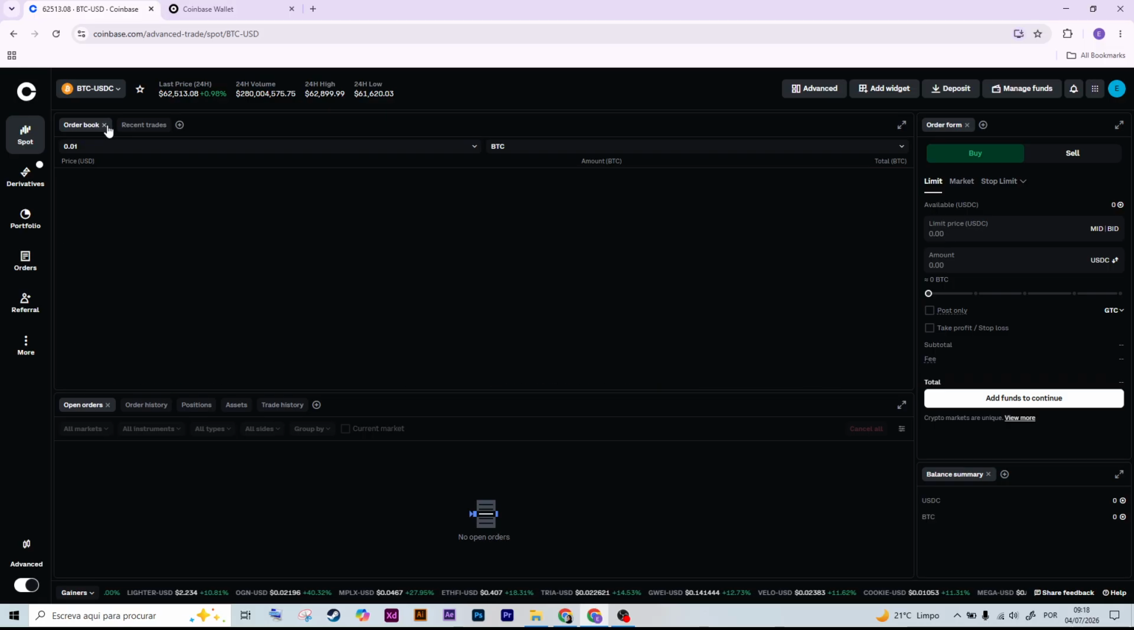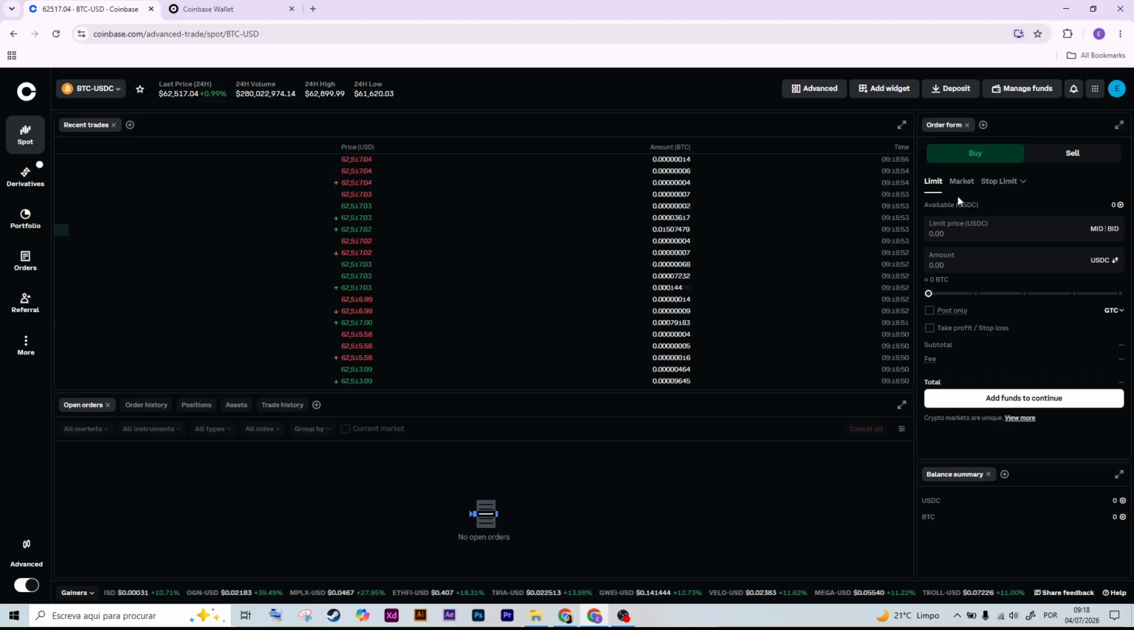Next, use the market selector to choose the cryptocurrency you want to trade. After that, select whether you want to place a buy or sell order. Now, under order type, choose limit order.